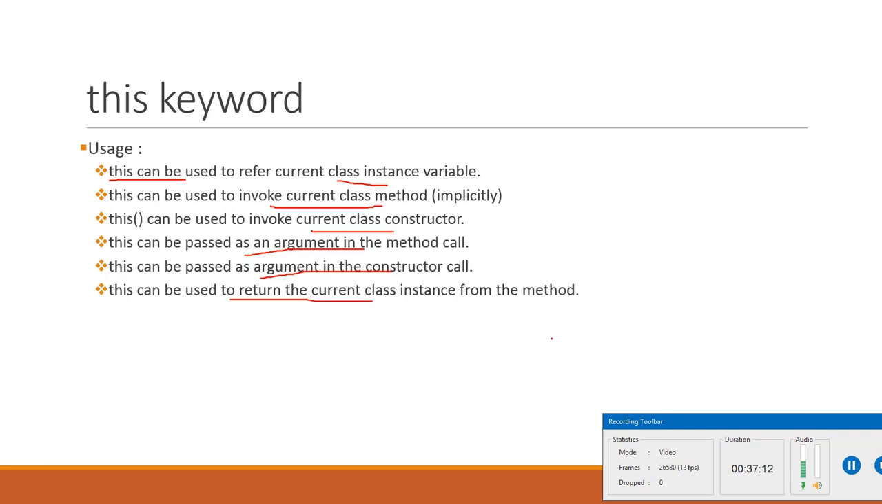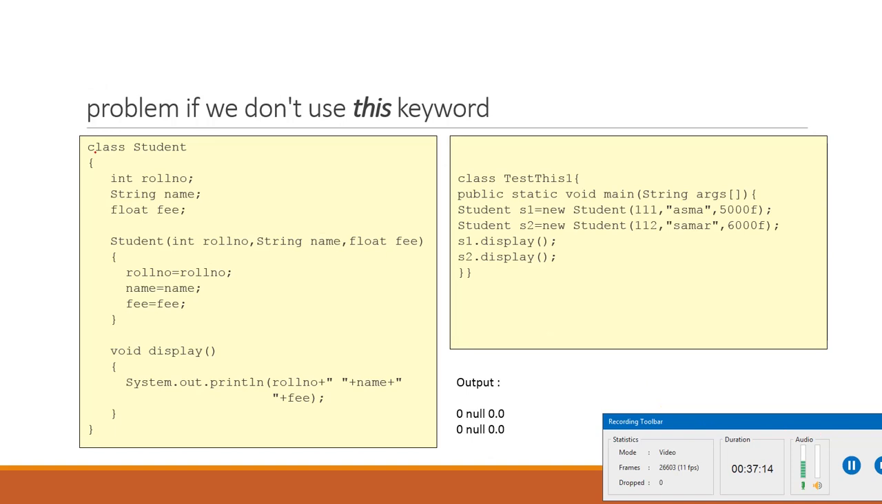Alright, so the current class instance variable. Now what is the problem if we don't use this keyword? I have a class Student, and I have three variables. First is integer type, roll number, then string, name, then float, and the variable name is fee. Then I have created a constructor of this class and I have passed the three variables.